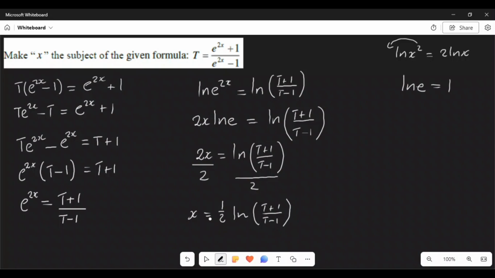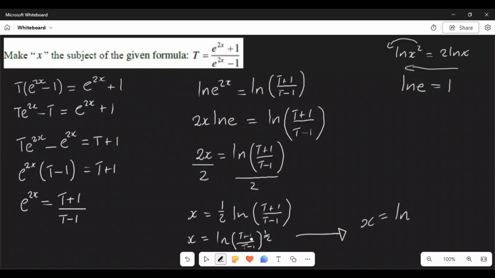I think the answer is correct like that, but you can still continue using the rule that I showed you here, guys. You see this rule? You can reverse it. You can take it from here going this way. We have half, so if you take half to the other side, we're going to have something like this: natural log of t plus 1 over t minus 1, all to the power of half. So this here, you can write as x is equal to natural log.